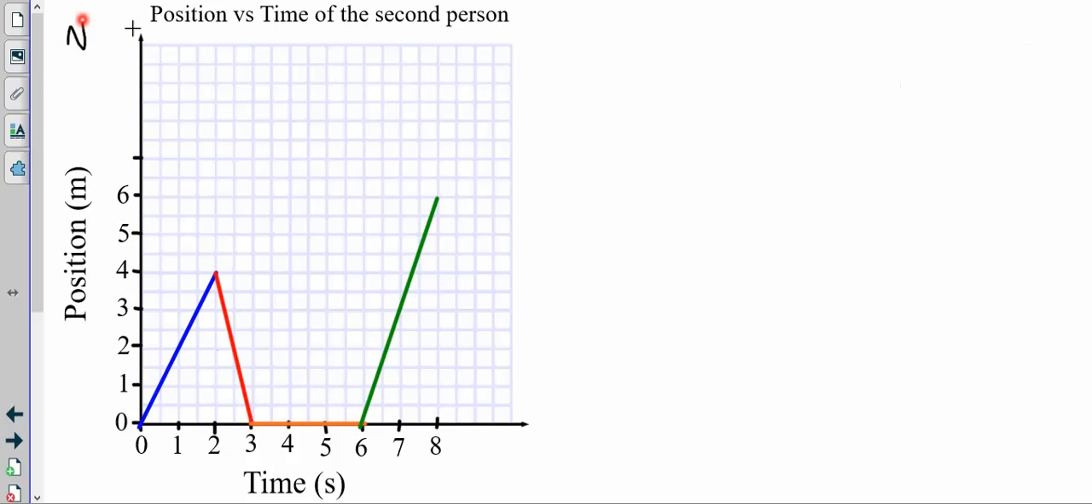So again, up on the graph is still positive north. So that's what we're going to work with. So this is a slightly different graph, a little bit more involved than the previous graph, but we'll analyze this as well. So what we're going to do is we're going to find the slopes of each of these sections. Now the slope of a position time graph is the velocity.